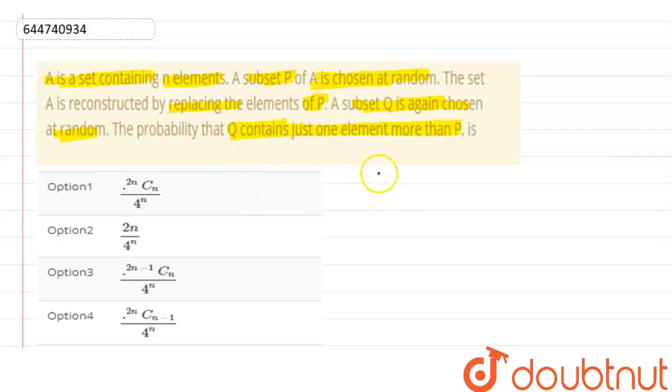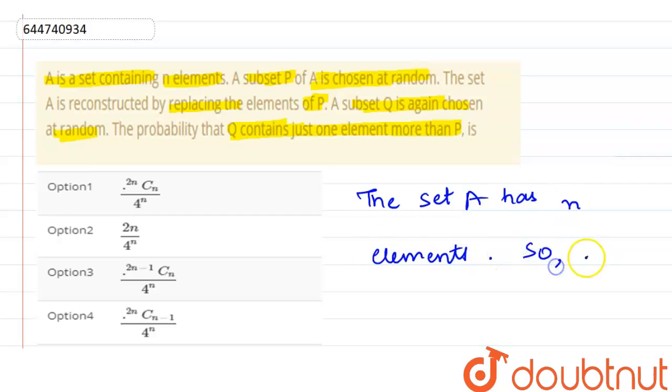So first, what we have given is that the set A has n elements, so it has 2 raised to the power n subsets. So the set A has n elements, and it has how many subsets? 2 raised to the power n subsets.